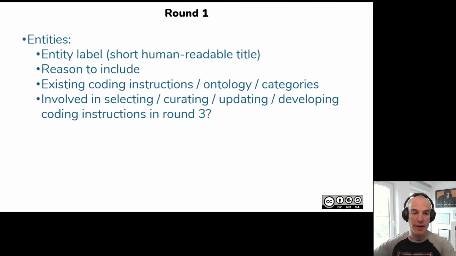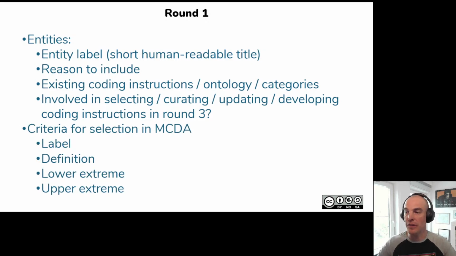So in this round 1, what we are mapping out among everybody who collaborates is which entities does everybody think we should extract. So those are the things like programming language or the year of publication or the authors or the effect size or whatever. So what are they? Why should we include them? Are there any existing coding instructions or ontologies or categories that we can use? And because usually when people think of a given entity to extract, they'll probably have some affinity with it. So they might also want to be involved in eventually developing the coding instructions that we will be using in round 3 of this project.